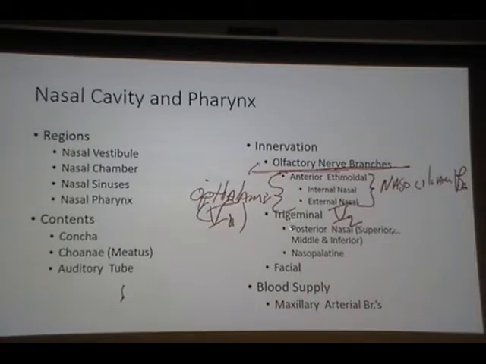Why do I have it here just under the trigeminal nerve? What do we know about the facial nerve branches? How did they get to where they're going? What do they travel on?